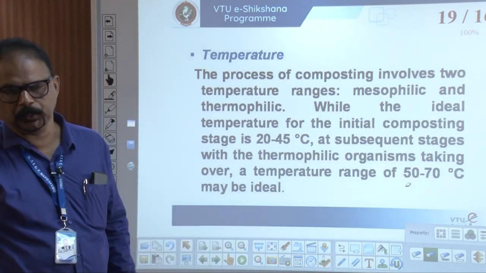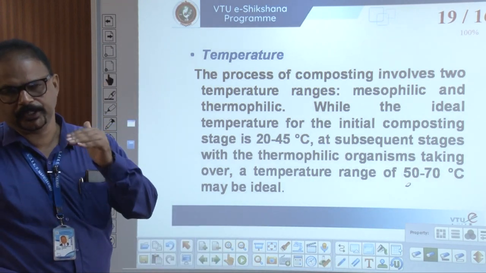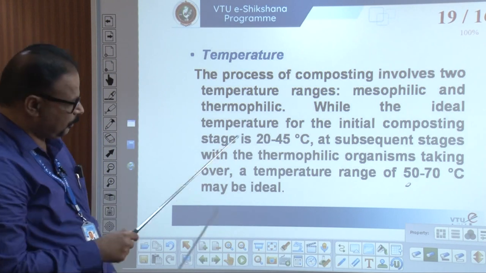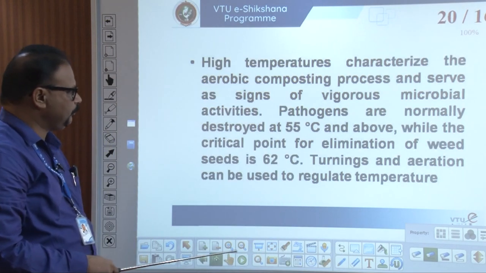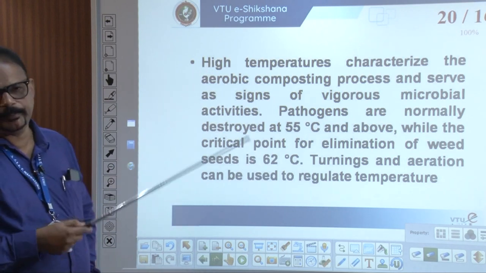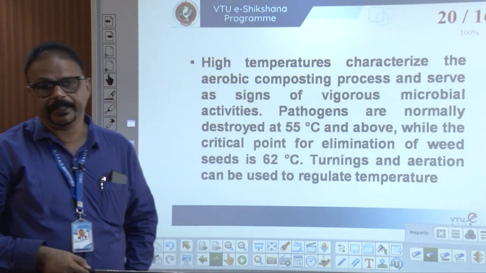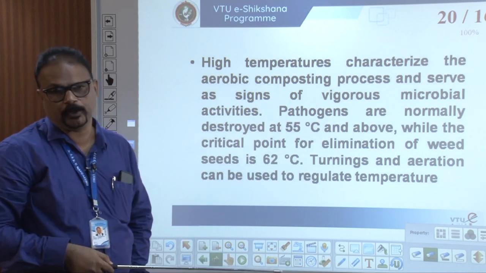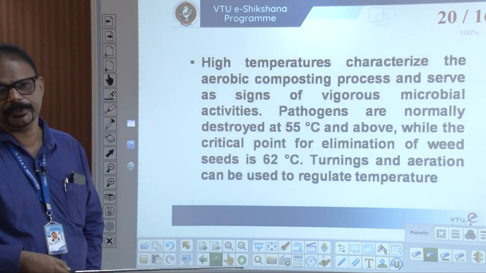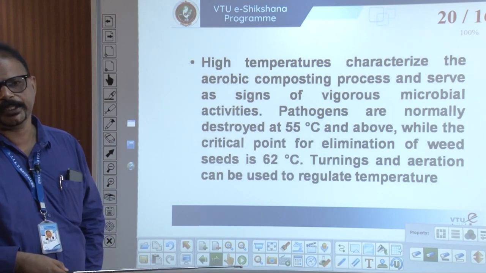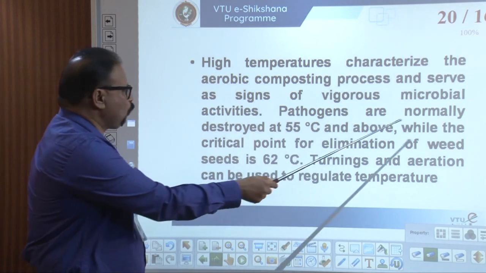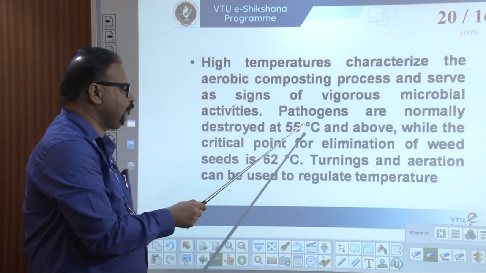This temperature range is very, very important for composting. Then we go to the next point. The high temperature characterizes the aerobic composting process and is a sign of vigorous microorganism activity. Pathogenic bacteria will normally be destroyed at 55 degrees Celsius.